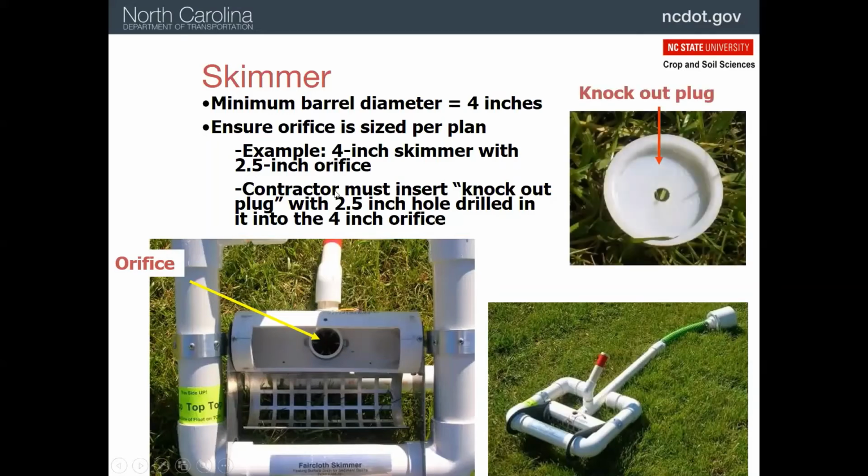So that means we need to take this plastic plug that comes with the skimmer, cut a 2.5-inch hole with the tool that it's given, and then put the plug in there. And that restricts the flow so that it maintains a pond for 48 to 72 hours. So if we left that just open, then it would drain too fast. So we want to make sure that we follow the plan, and if we're putting in a skimmer that requires a plug of some kind, we cut it and put it here at the orifice.